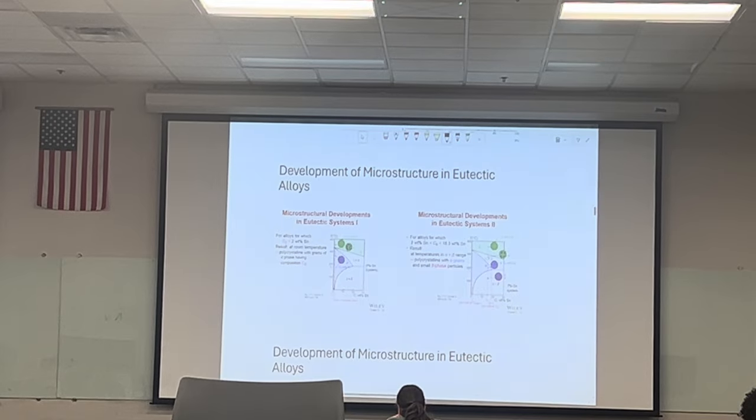Okay, so for the next set of questions in your book, it discusses basically the development of microstructure in the eutectic alloy. So depending on composition, you'll have several microstructural types that are possible during slow cooling of alloys in a binary eutectic system.